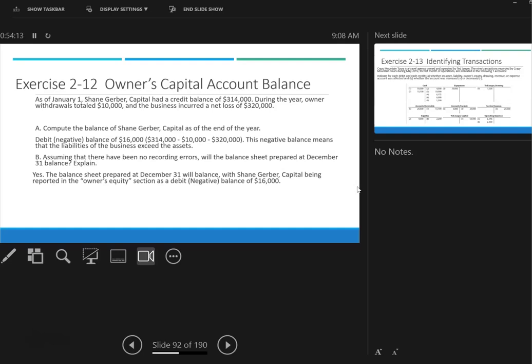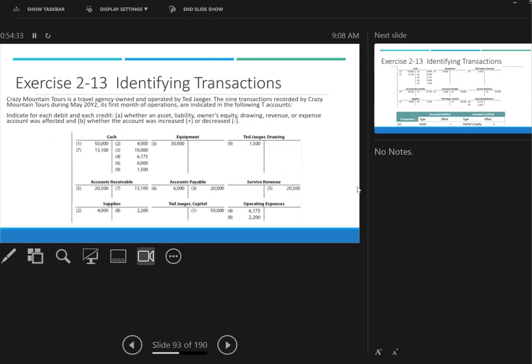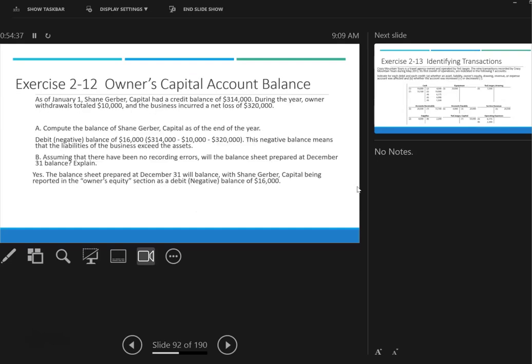Okay. So we don't call it just a negative balance. We call it a debit balance. That is correct. It is a negative, but it's a debit balance. Okay. Assuming that there were no recording errors, what will the balance sheet prepared at December 31st show? It will be reported as a debit balance.